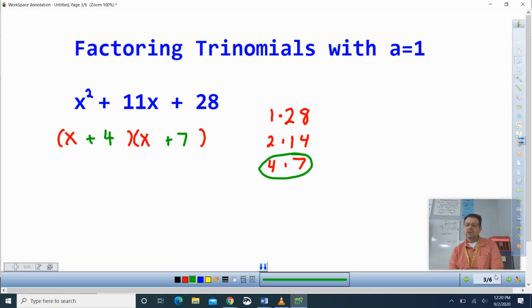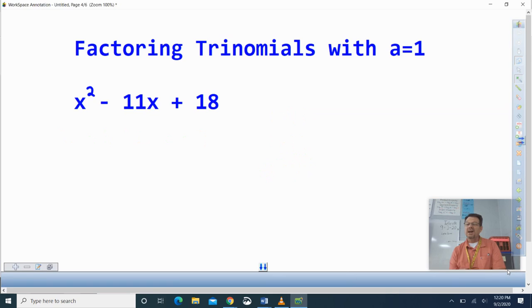So let's do a few more examples where you have signs in different places and see how that changes what's going on. Again here, we're going to set up our two binomials, because what we're shooting for is going to have an x and an x, because you get x squared. And I'm going to come over here and list out all the ways to get 18.